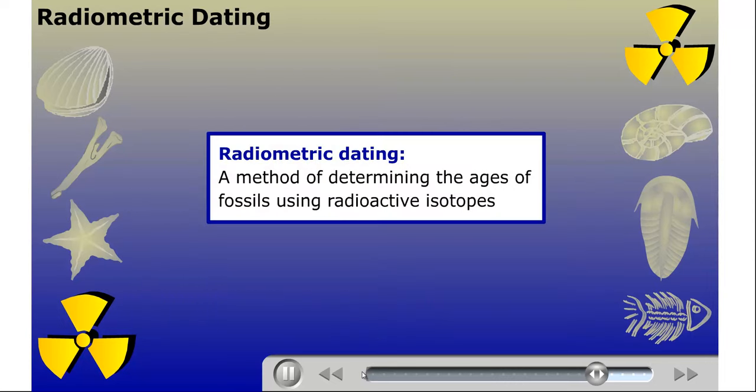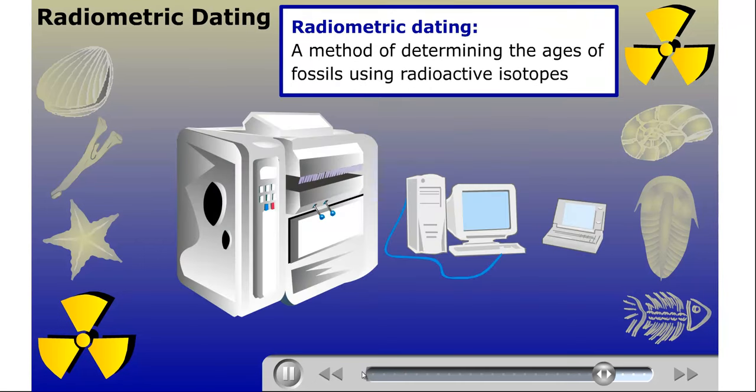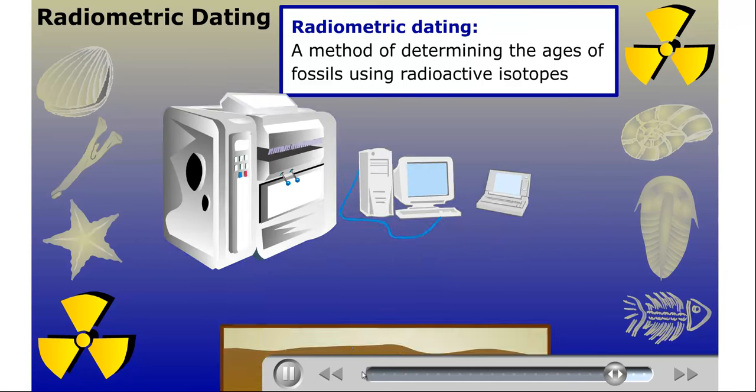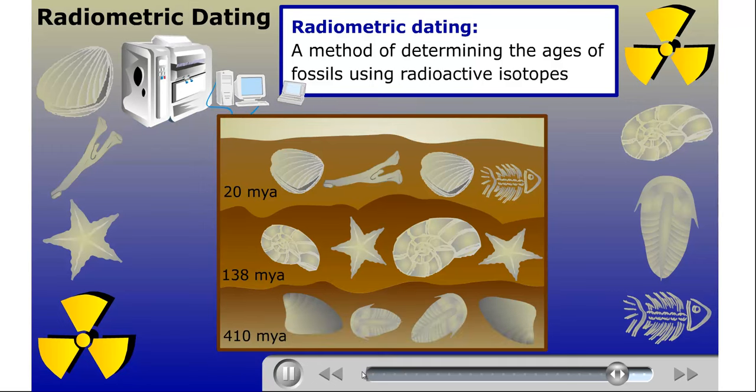Radiometric dating is the method of determining the ages of rocks and fossils using radioactive isotopes. Using sensitive equipment and great care, scientists measure the amounts of a radioactive isotope and its decay products in a sample of rock or fossil in order to calculate its age. With the help of radiometric dating, the relative ages of rock strata and their fossils have been converted to absolute ages, and our picture of the history of organisms evolving on Earth has become increasingly clear and consistent.